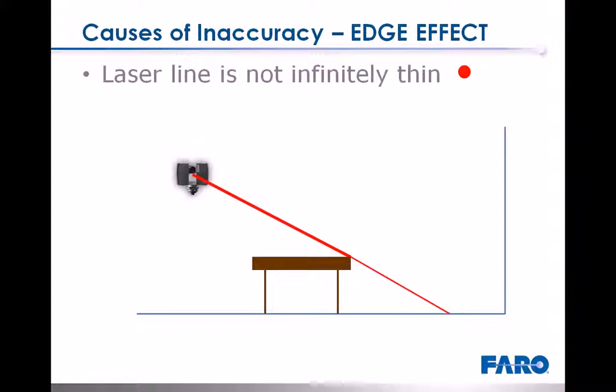Edge effect is something you will almost always see in scan data. This happens when the laser beam, which is not infinitely thin but has a certain diameter, lands on two different surfaces at one time, such as on the table and on the floor behind it. This would end up giving the average of the two values, so you'd have a point kind of in the middle there, which is really just a bad distance value for either surface.